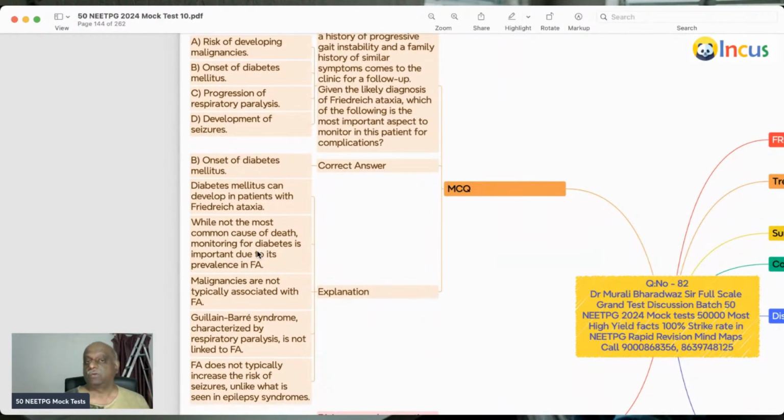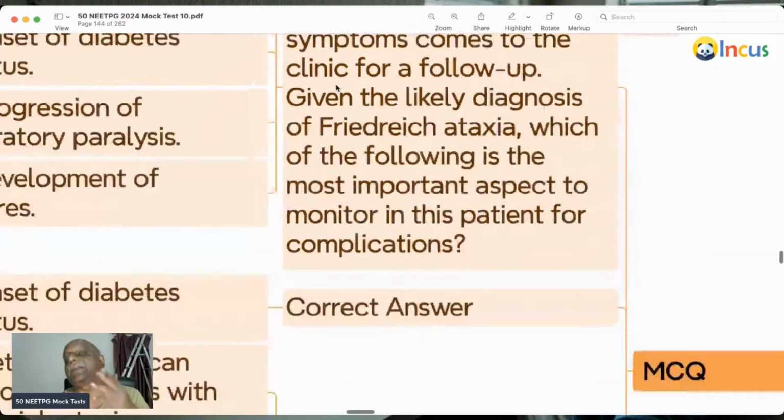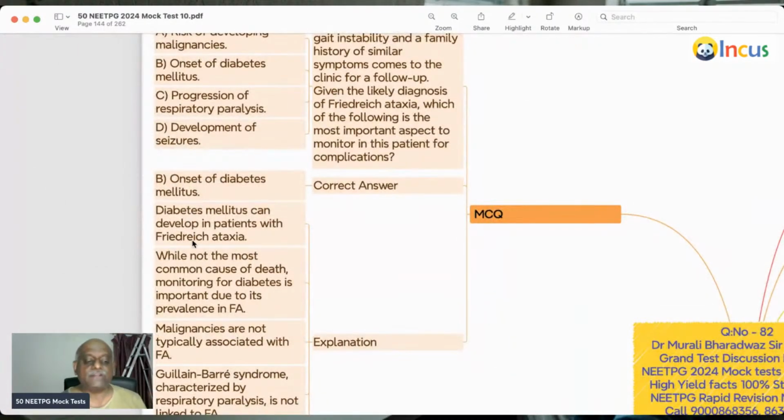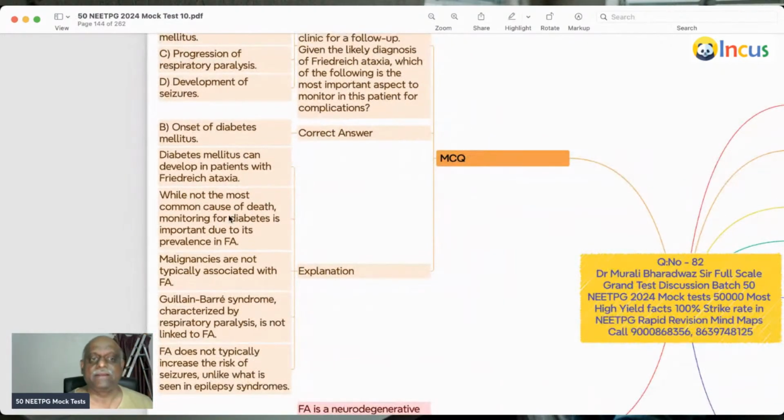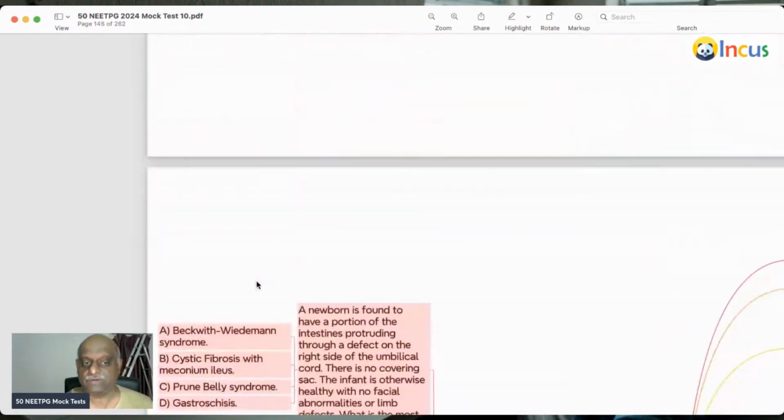So, what is an important complication you want to monitor in a patient of Friedreich's ataxia? Diabetes mellitus develops in the patients of Friedreich's ataxia. You need to be very, very sure about it.